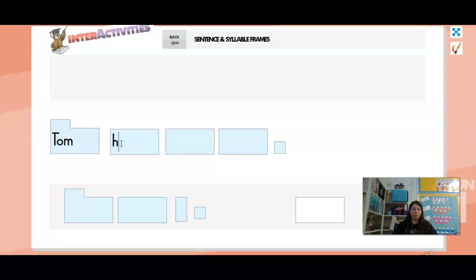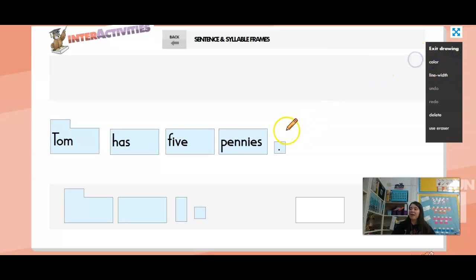Tom has 5 pennies. And I see that I have my period right here at the end of our sentence, and at the beginning of our sentence, I have my capital letter. And I have one of our new trick words in this sentence. Can anybody help me find that trick word? That's right, our trick word is right here. It's the word has. Great job, first grade.